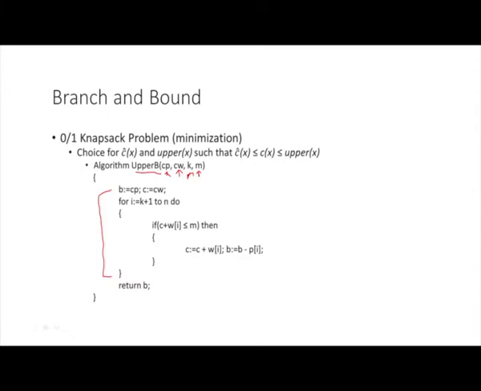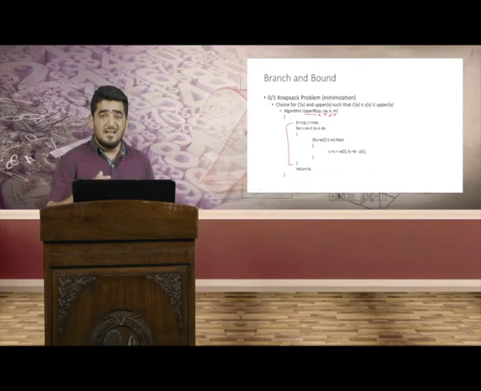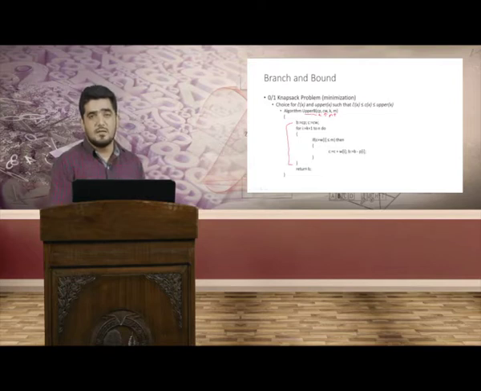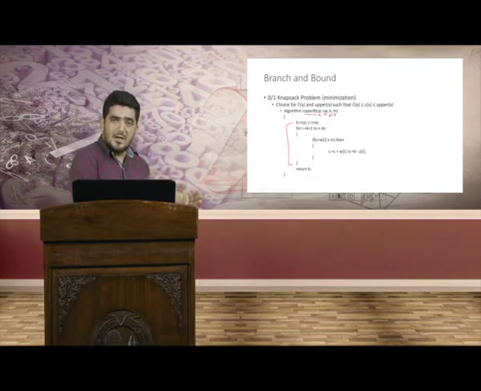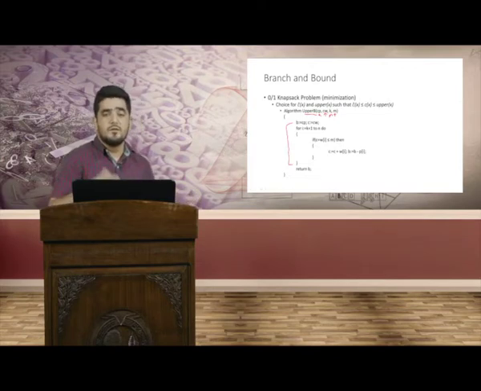But the point here is we are not taking fractions. So we keep on adding an item only if its weight is less than or equal to m. If adding an item to the knapsack makes the total weight more than the capacity of the knapsack, then that item won't be added. So we are not considering fractions here, we are considering whole items. Whether a whole item can be added to the knapsack, we'll consider it. If it cannot be added, then we will be leaving it out.